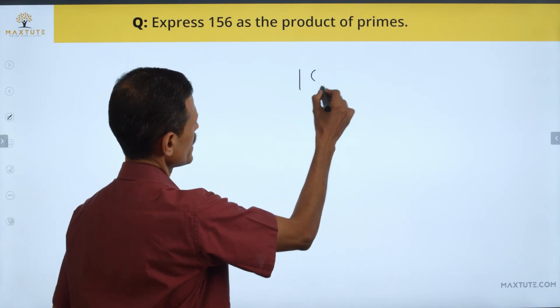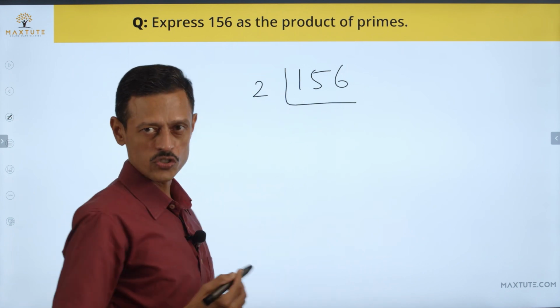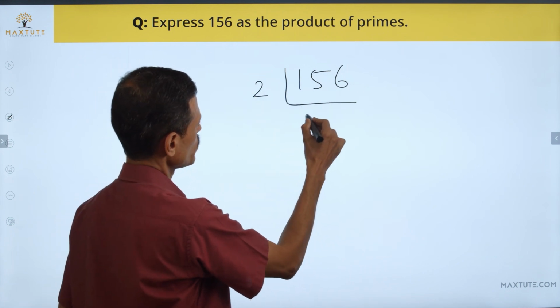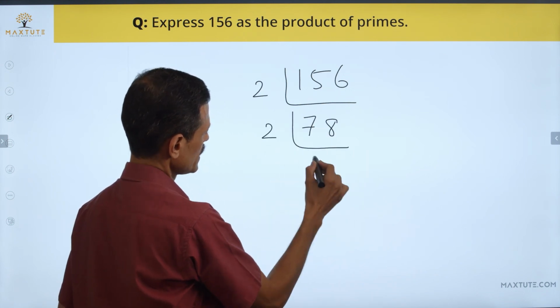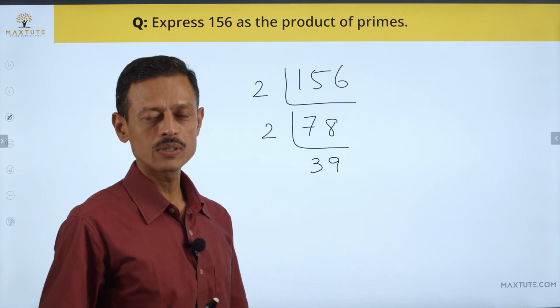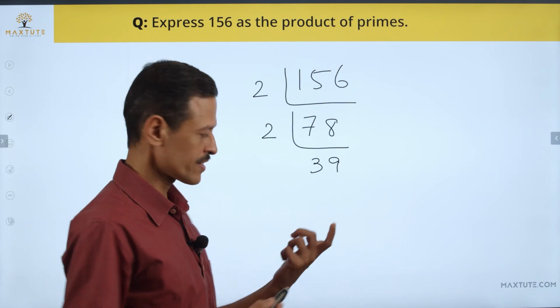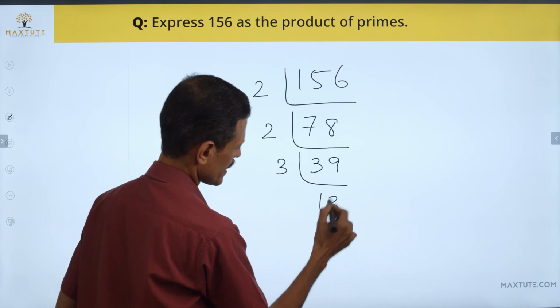So, let's start dividing 156 by the smallest prime that we know, which is an even prime, which is 2. So, 156 divided by 2 is 78. 78 is again even, divisible by 2 gives us 39. 39 is an odd number, not divisible by 2. Let's check out whether it's divisible by 3. Yes, 3 divides 39 to leave us with 13 as the quotient.